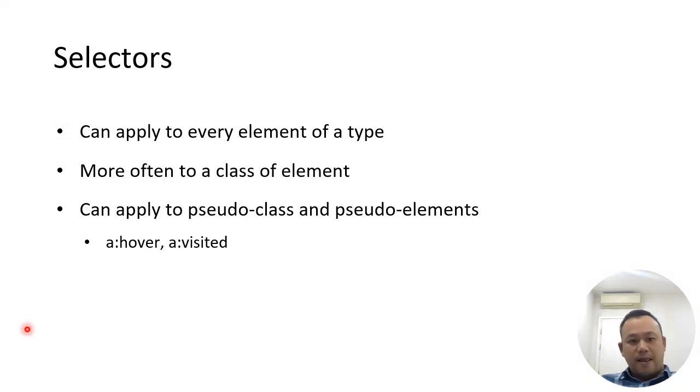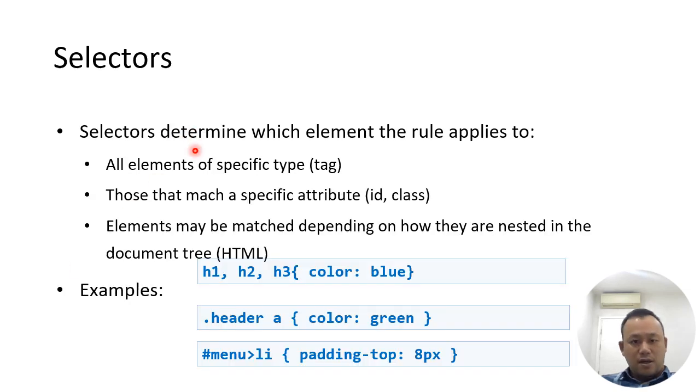Now selectors. A selector can be used for every element of a type and for a class of elements. We can apply pseudo classes and pseudo elements, for example hover and visited. A selector also determines which elements the rule applies to. For example, a specified attribute, ID, and class element may be matched depending on how they are nested in the HTML document.